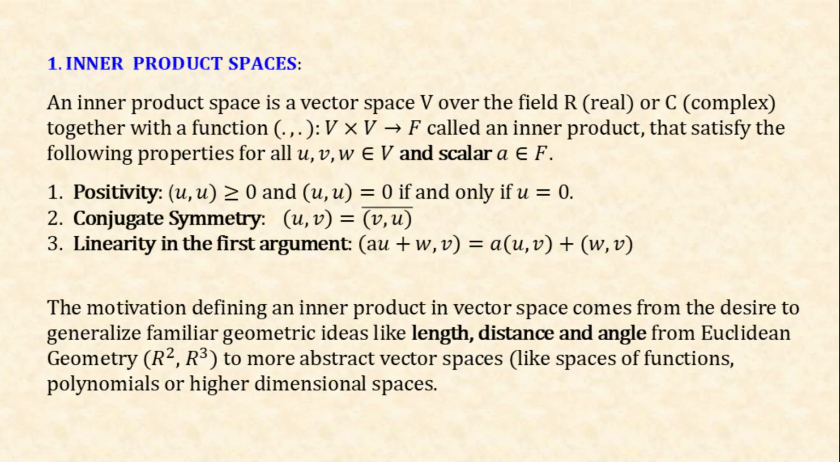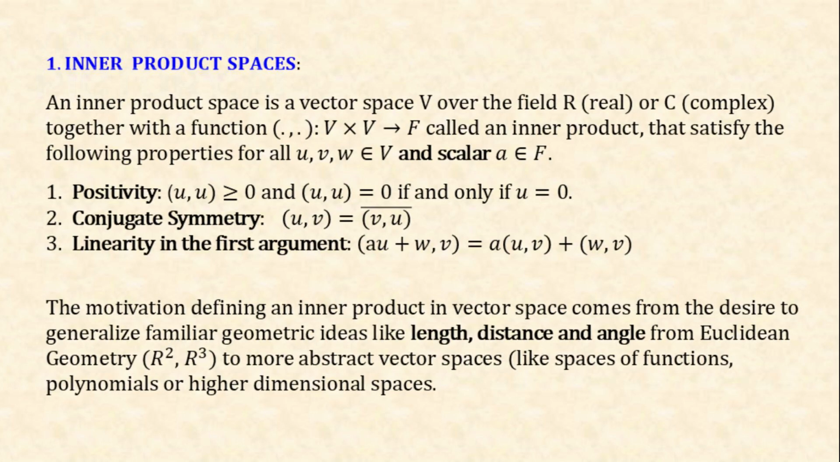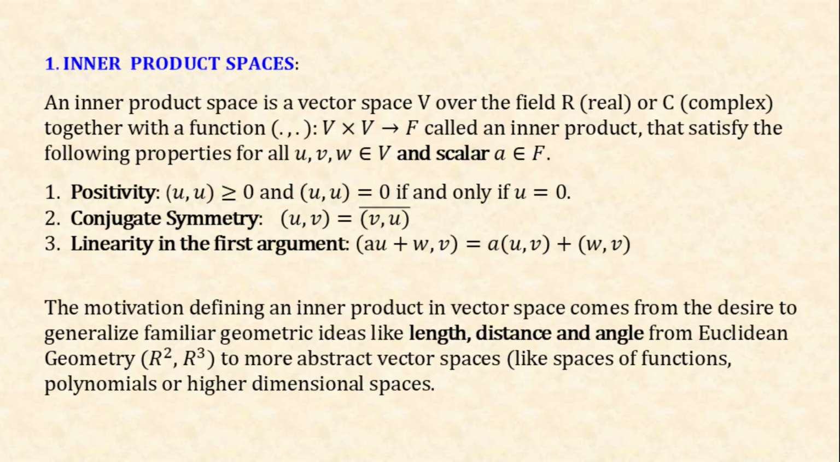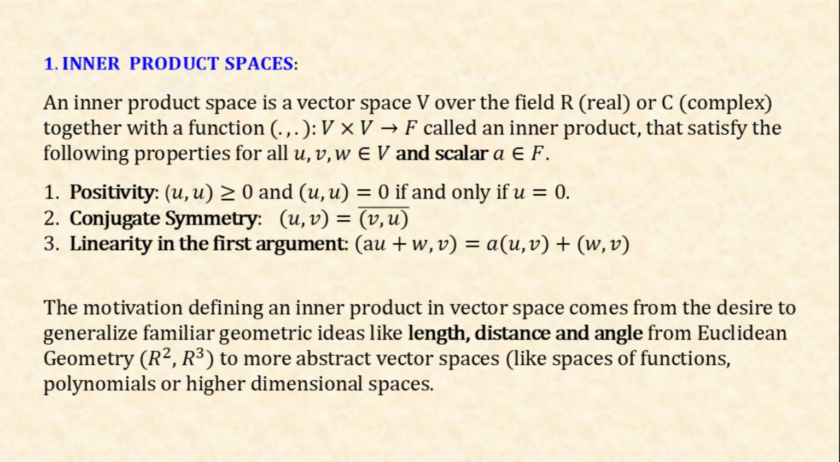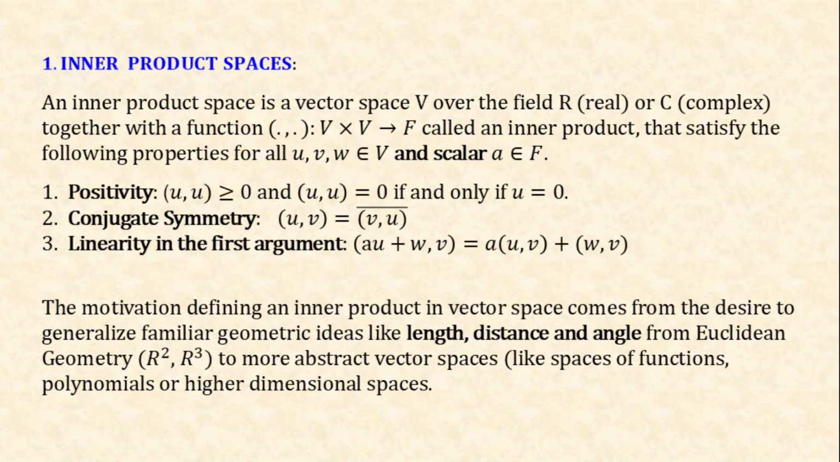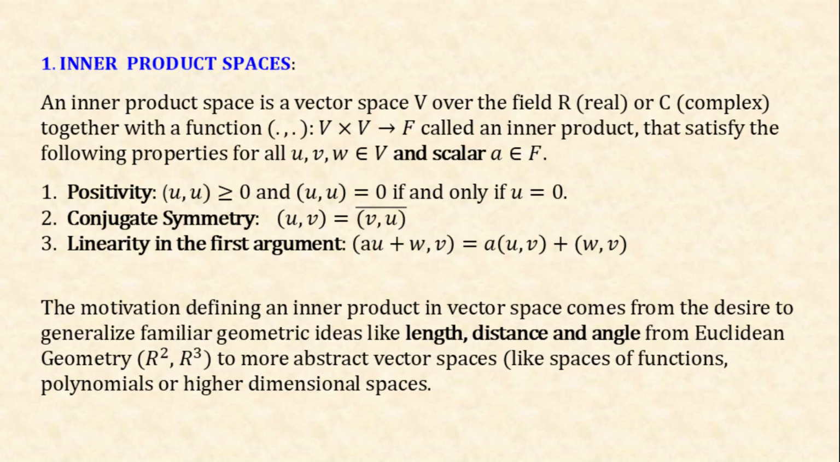An inner product space is a vector space V over the field real numbers or complex numbers together with a function, called an inner product, from V cross V to F that satisfies the following axioms for all u, v, w belonging to V and scalar a belonging to F. The first axiom is positivity. It says the inner product of two equal vectors should always be greater than or equal to 0, and it is 0 only if the vector itself is the 0 vector.